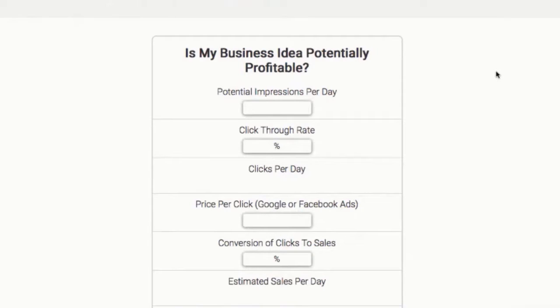What you need to do is work out how many eyeballs you can get in front of every day. One way to do this is to use the Google AdWords keyword planner and put in some searches for your key phrases and see how many searches there are a month for that key phrase. You can also get Google's estimated cost per click. But today I'm going to use some of the figures I get for Facebook advertising, because it's much less expensive than Google, and I much prefer it because you can get very, very targeted with your advertising.